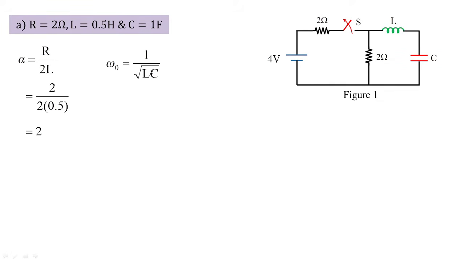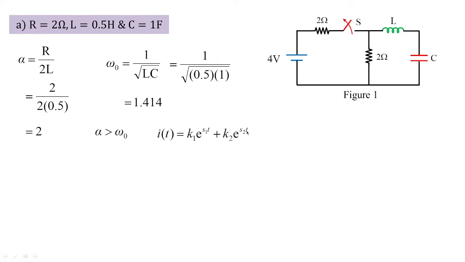Let us get the value of omega naught. Omega naught is equal to 1 by under root LC. Substitute the value of L and C. L is 0.5, C value is 1, and omega naught value is equal to 1.414. Now clearly here, alpha is greater than omega naught. For this, the general solution is given by I of t is equal to k1 e to the power of s1t plus k2 e to the power of s2t.